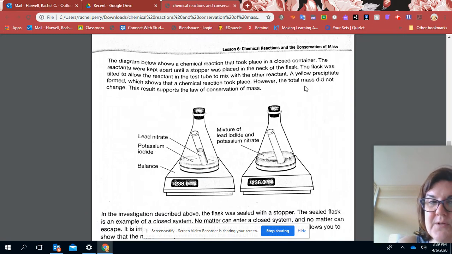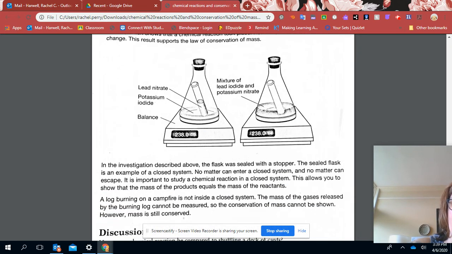Okay? A yellow precipitate was formed, which shows that a chemical reaction took place. However, the total mass did not change. This result supports the law of conservation of mass. So even though a chemical reaction took place, the masses are going to be the same for both.